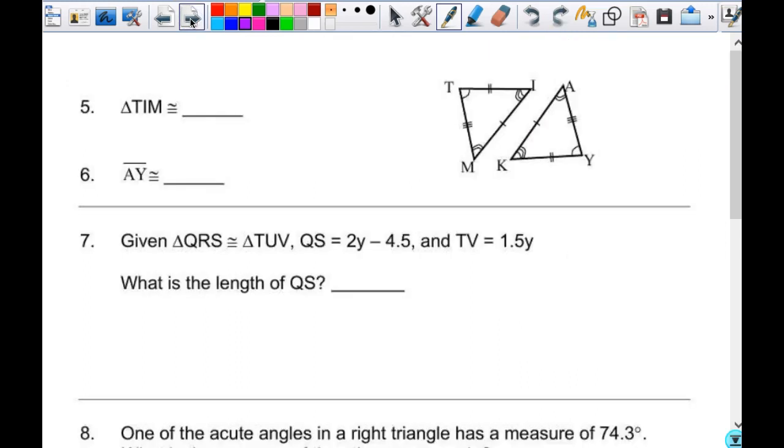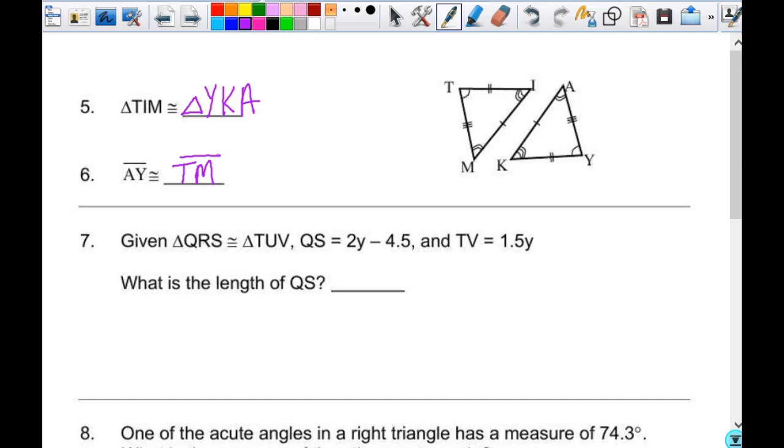Number 5. All right, so triangle TIM. We got to look at how these are labeled. Here's the first thing that a lot of you missed on this kind of question on the quiz. I have to put a triangle here to name the second one. So T corresponds to Y, which means Y comes first. I corresponds to K, and then M corresponds to A. And line segment AY is congruent to line segment TM. Same thing. For the triangle the order matters, but when you're naming a line segment, it could still be in either direction.